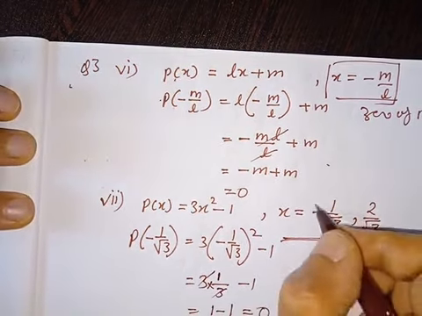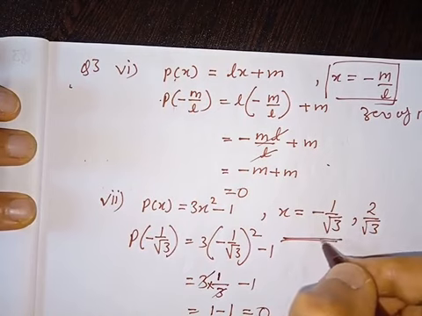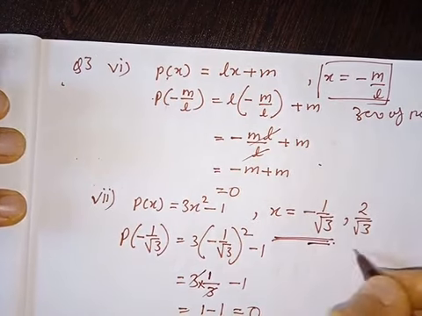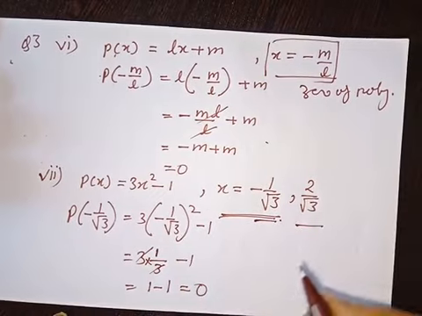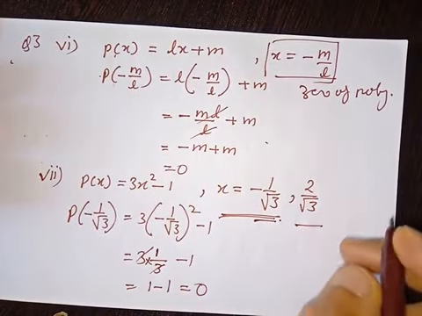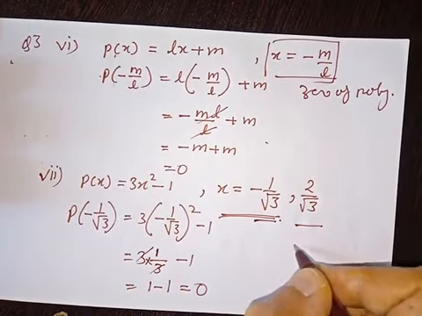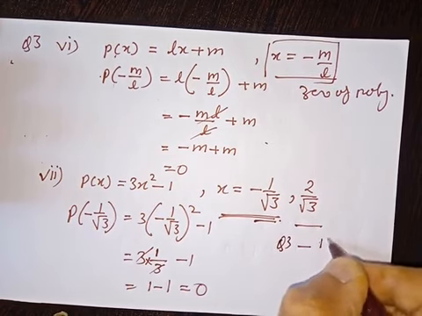So again x equals minus 1 by root 3 is a zero of the polynomial, and similarly you can check it for 2 upon root 3 whether it's a zero of the polynomial or not. So the remaining parts of question number 3 are for homework.